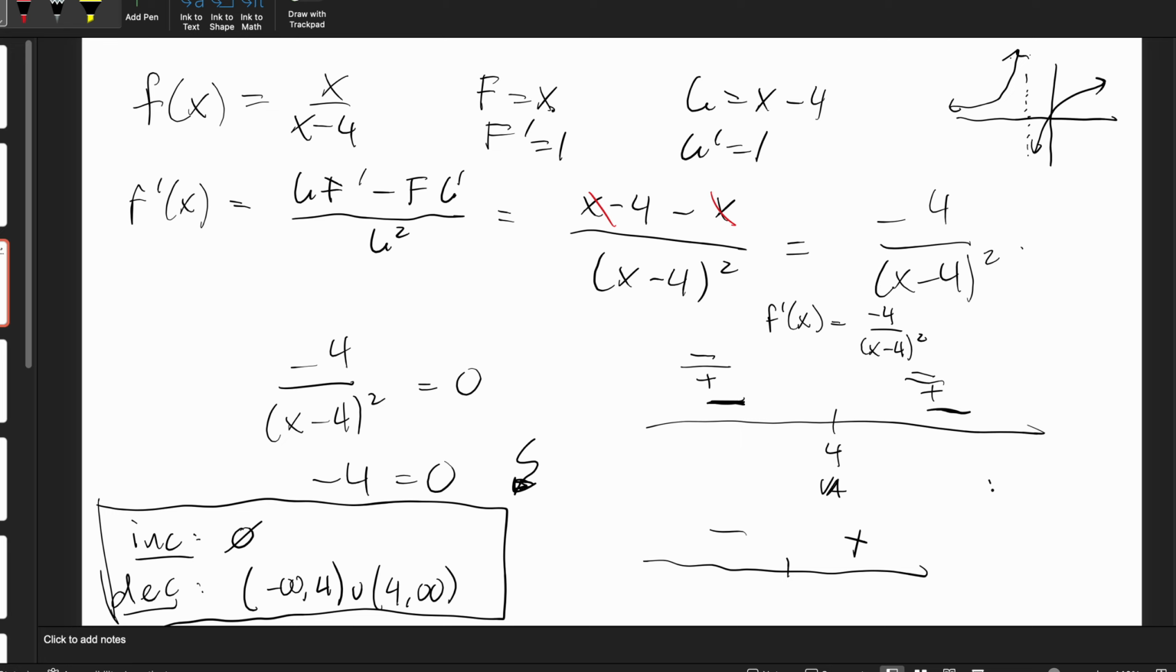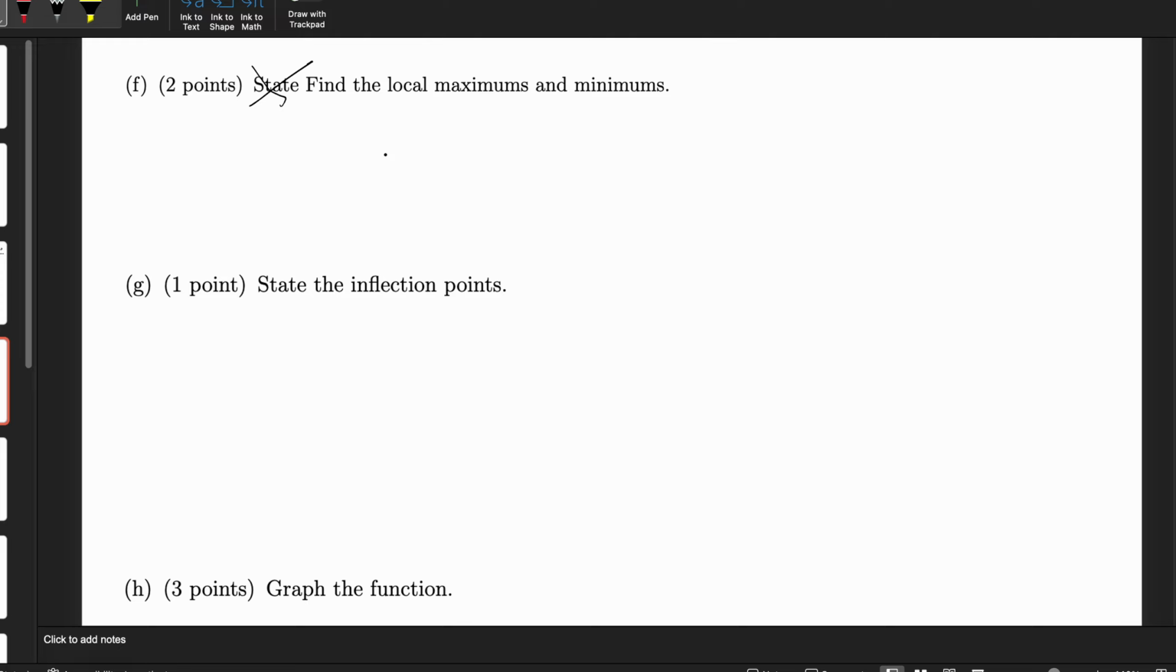So a minimum looks like this. The derivative is negative and then it becomes positive. And a maximum looks like this. Derivative is positive, and then it becomes negative. So since that's never going to happen, since the function is always decreasing, we're actually never going to have any maximums or minimums.